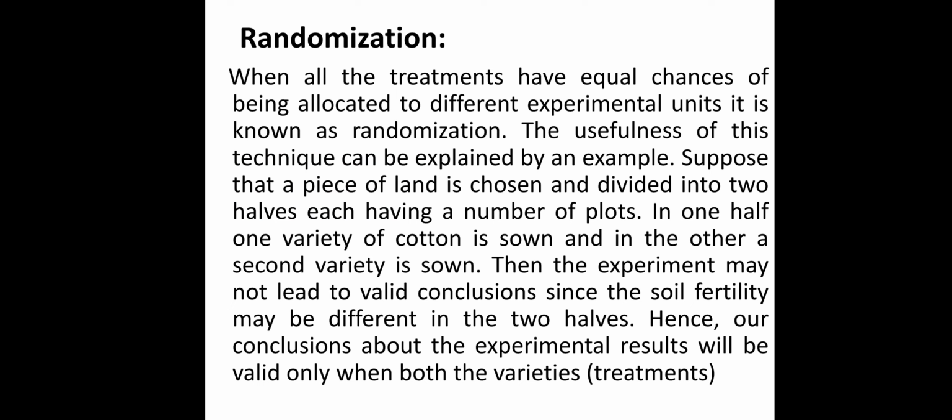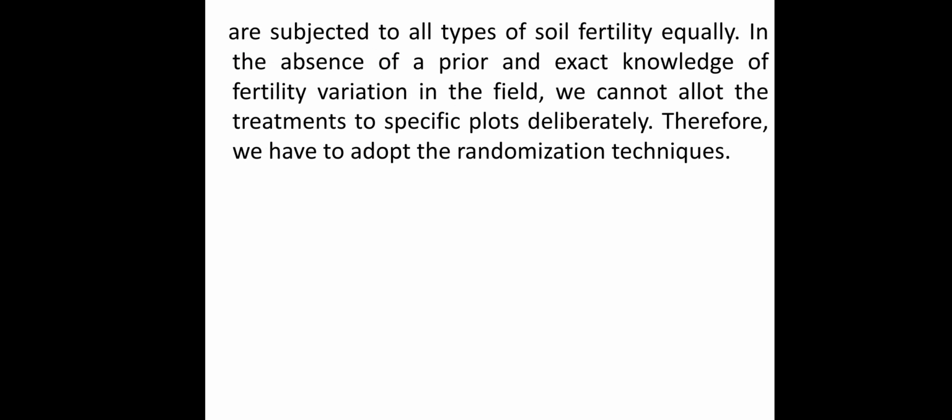Suppose that a piece of land is chosen and divided into two halves, each having a number of plots. In one half, one variety of cotton is sown, and in the other, a second variety is sown. Then the experiment may not lead to valid conclusions, since the soil fertility may be different in the two halves. Hence, our conclusion about the experimental results will be valid only when both the varieties or treatments are subjected to all types of soil fertility equally. In the absence of prior and exact knowledge of fertility variation in the field, we cannot allot the treatments to specific plots deliberately. Therefore, we have to adopt the randomization technique.